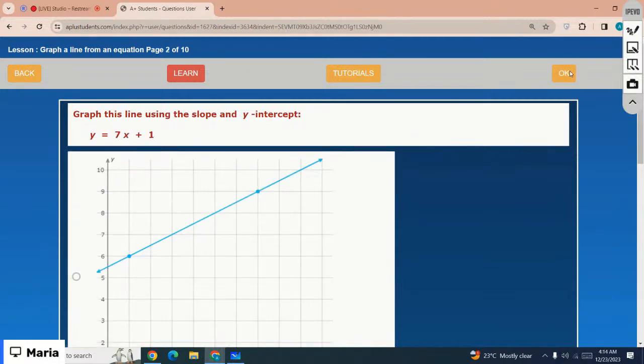Okay, graph the line using slope and y-intercept. So you are given the line that is y equals 7x plus 1. So you have to plot a graph, right? So you are given the slope is 7 and the y-intercept is 1. Is the first one the solution of the equation? The first one is the graph of the equation.